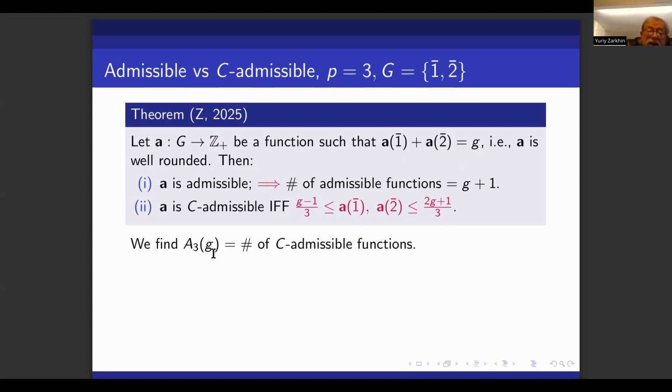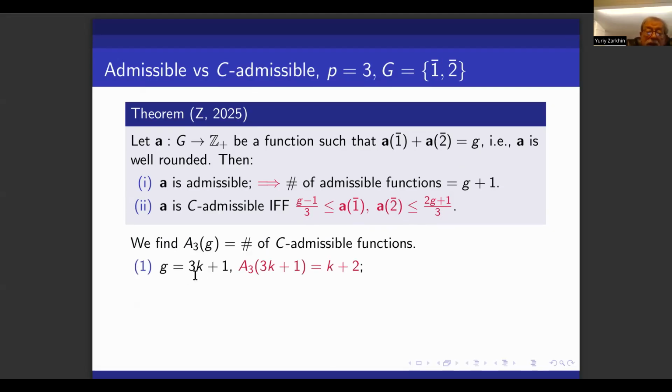Now let's find the number of C-admissible functions A3 of g for each g. Well, the answer depends on the behavior of g modulo 3. If g is 3k plus 1, then A3 of 3k plus 1 is k plus 2. It just follows from this. If g is 3k plus 2, then A3 of 3k plus 2 is k plus 1. And if g is divisible by 3, it's 3k, then A3 of 3k is k plus 1. Please compare this number with this g plus 1.